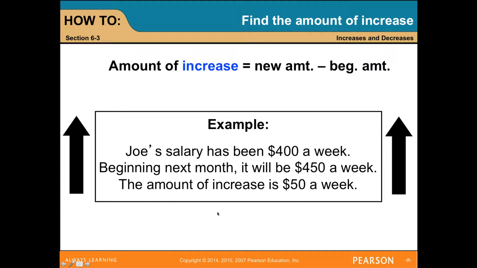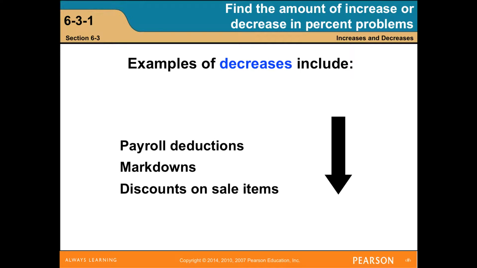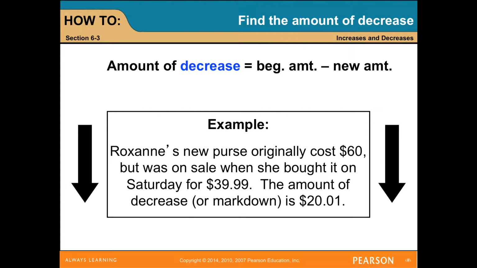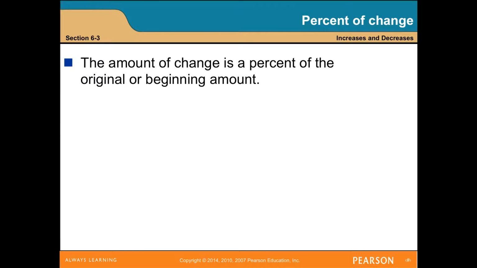So as an example, Joe's salary has been $400 a week. Beginning next month, it will be $450 a week. The amount of the increase is $50 a week. Examples of decreases include payroll deductions, markdowns, and discount on sales items. Amount of decrease equals the beginning amount minus the new amount. So as an example, Roxanne's new purse originally cost $60, but was on sale when she bought it on Saturday for $39.99. The amount of the decrease is $20.01.